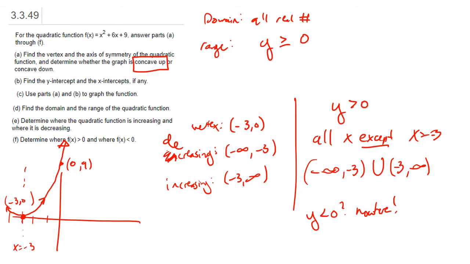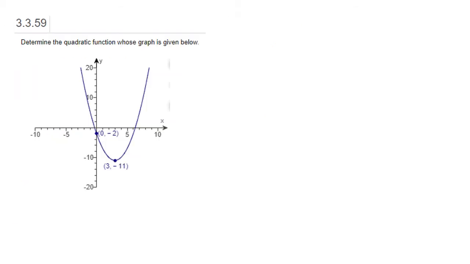Okay, so moving on. In this problem, it looks very different from what we've done before. Rather than being given a function and asked to graph it, we're actually given a graph, and we are asked to figure out what the function is that produces this graph. Something to note, however, is down here, we are given the vertex of this parabola.